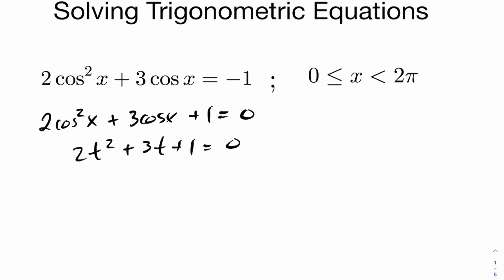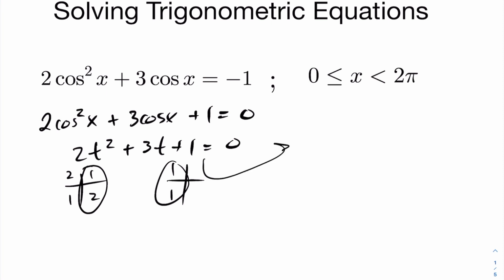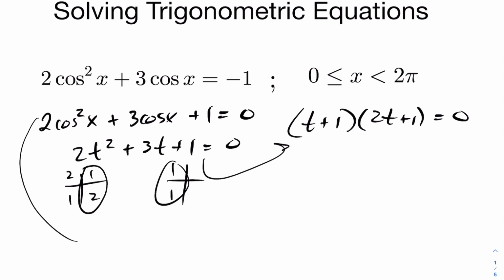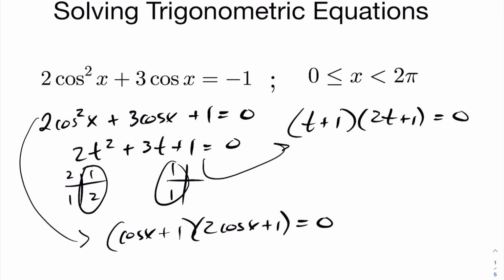if we were to factor this here, we can go ahead and do charting on this, or decomposition, whatever you prefer. So I'll do the factors of 2, factors of 1, and we see here going through charting, this will factor quite easily into t plus 1 times 2t plus 1 equals 0. But again, this was not a t, it was actually a cos of x. So therefore, our original equation will factor into cos of x plus 1 times 2 cos of x plus 1, and that's equal to 0.